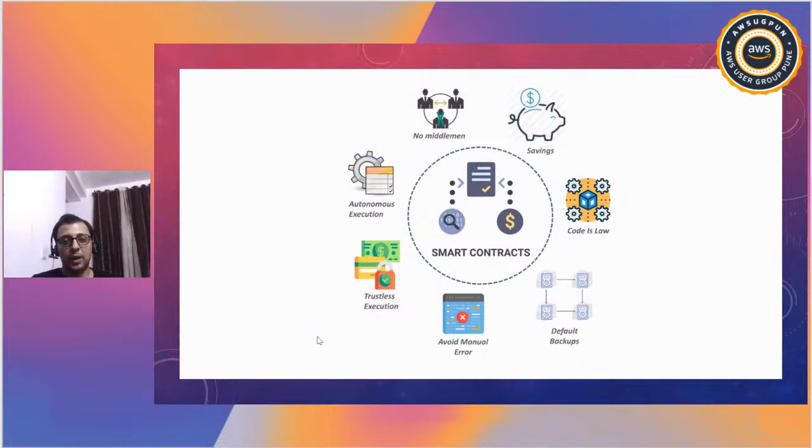Avoid manual errors, yes, because there is no manual intervention. It's auto executing, so there can't be any errors. Trustless execution, yes, because you set the condition when you sign a contract, and you say on what condition this has to be executed. So you don't have to trust the agency when this is getting executed. It's auto executing once it's been signed.